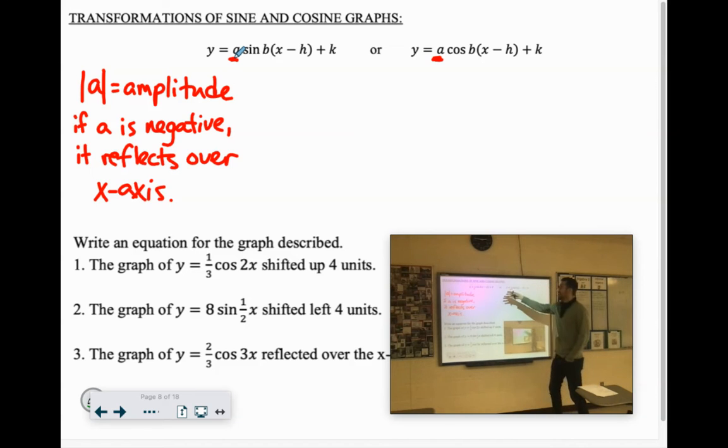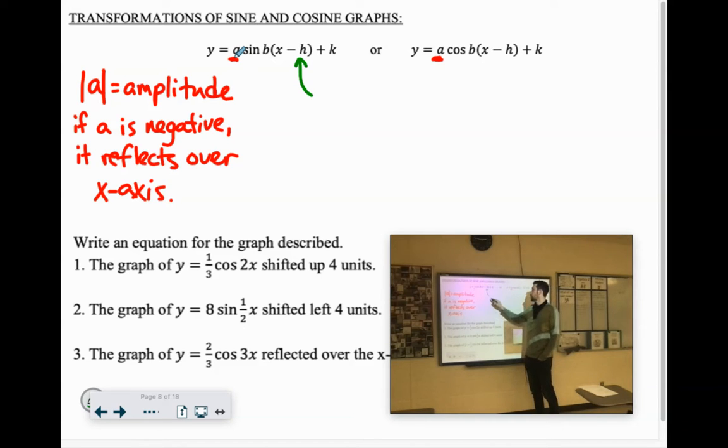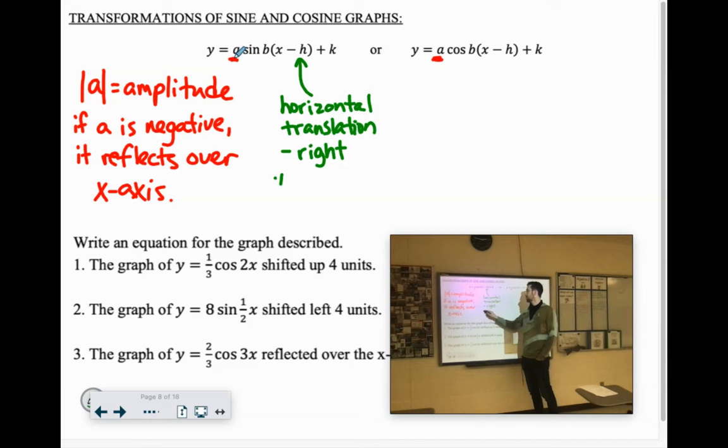All right, now the h. With the h, let's go ahead and draw the arrow to this one. That's your horizontal translation. Horizontal translation. Now, if it's minus, you actually shift to the right that far. And if it's plus, you shift it to the left.